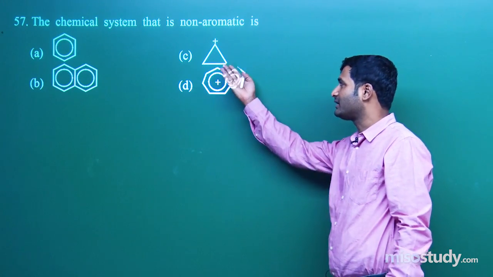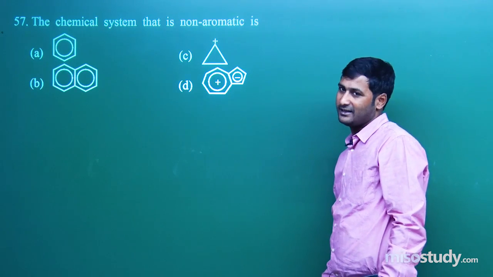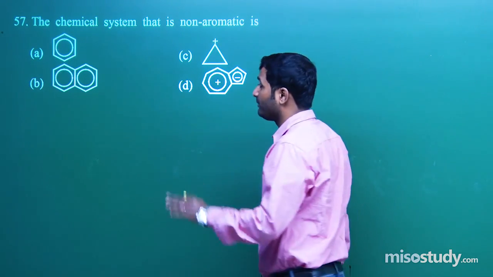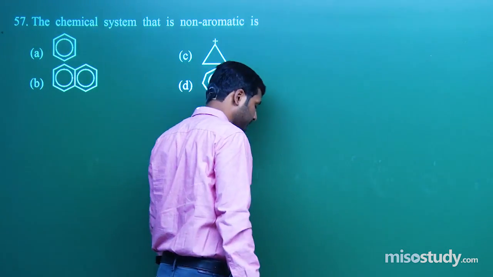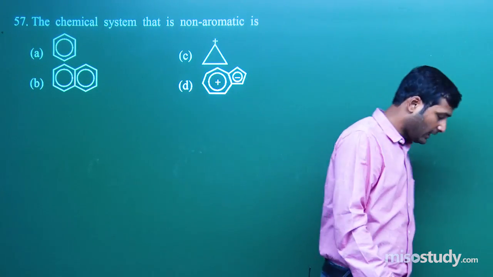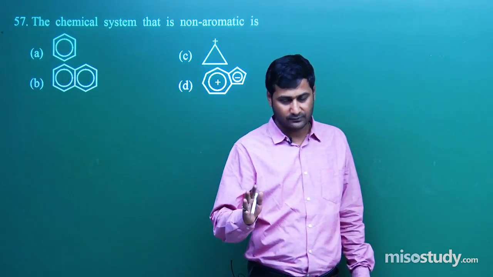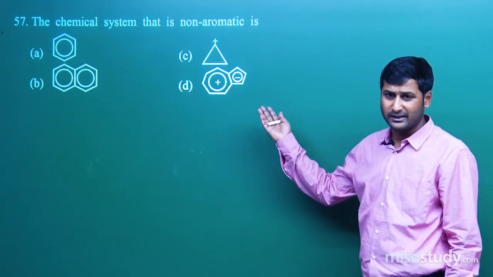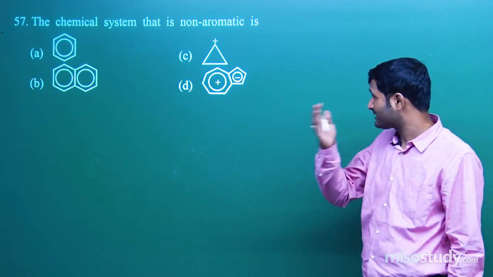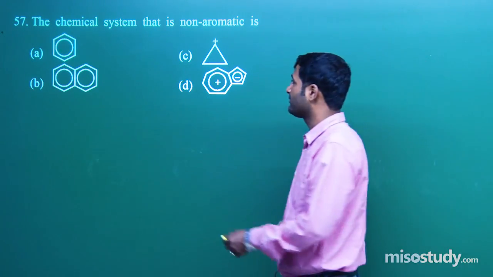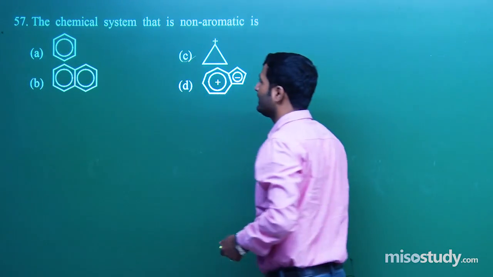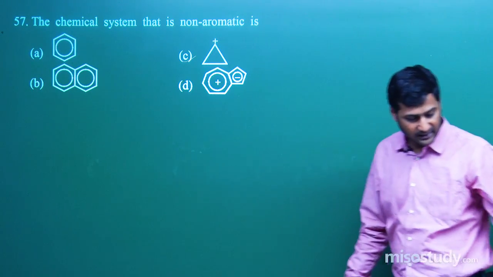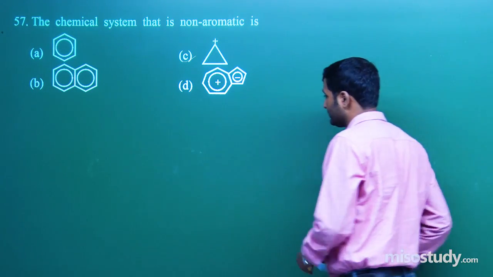But the C option is a non-aromatic compound. By looking at the figure, you can also observe that. But this is not a true thing, don't estimate by looking at the figure. First follow Huckel's rule, but here it is simple, so I can easily guess that C is the correct option. For question number 57, C is the correct option. Am I right? Yes sir, you are absolutely right. And I am going to rub this part and let's move to the next one.